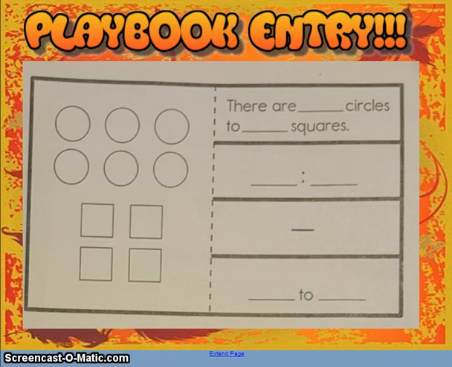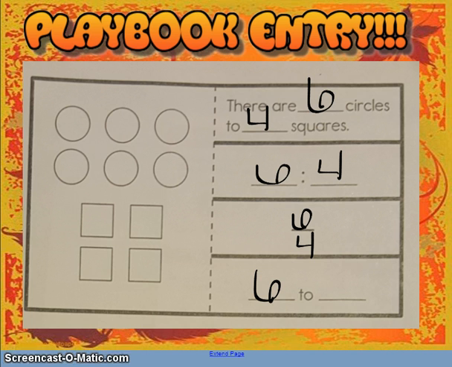Now, the most common way that you're going to see it written is in fraction form, but sometimes the test can talk about different ways of writing it. You need to be prepared for that. So there are 6 circles to 4 squares. I can also write it 6 to 4 with a colon in between. I can write it 6 to 4 as a fraction, or I can write it 6 to 4 with the word "to" in between. Either way, I'm still comparing 6 circles to 4 squares.